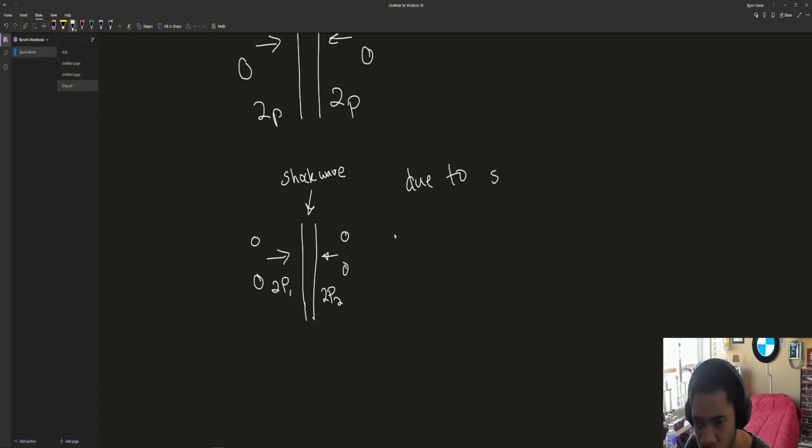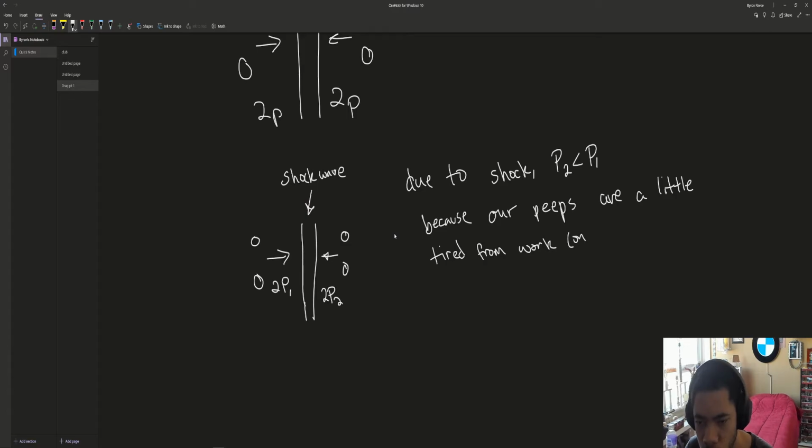Now, due to shock, P2 is going to be less than P1 because our peeps are a little tired from work. On the right. So that's another way to imagine looking at this shockwave.